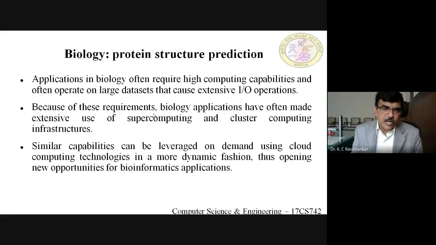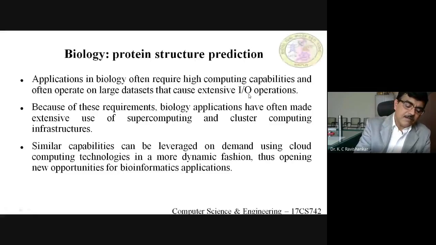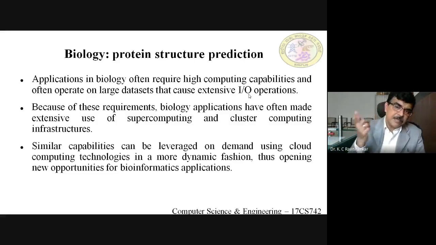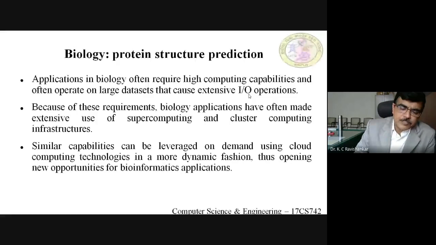Applications in biology often require high computing capabilities and often operate on large data sets that cause extensive I/O operations. So very important here, extensive I/O operations. We have seen in the previous class when we were discussing Azure Cloud, we had extra small, small, medium, large, and extra large connectivity, and the I/O performance was also discussed there. With the minimal requirement, I/O operations are very less. Like here, extensive I/O operations are also needed, because this is one area we are leaving out, because we are thinking about only provisions. But for doing all this, you must have a proper mechanism to read data from the database for the computing devices, so that you can do a computation very fast.